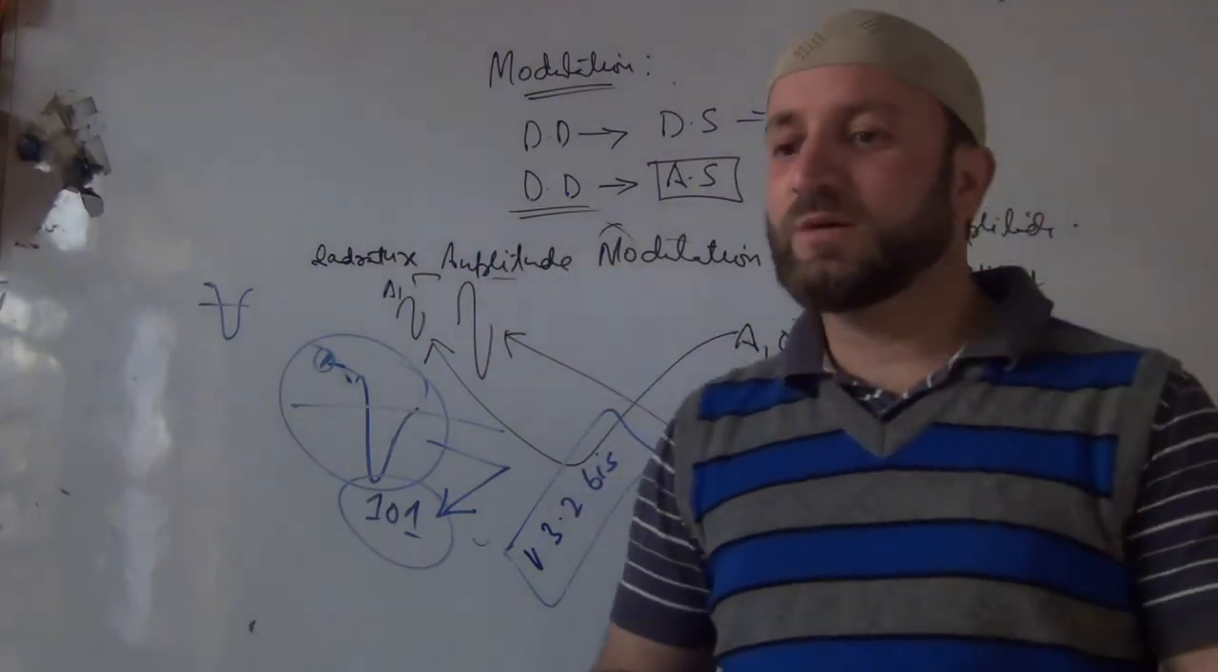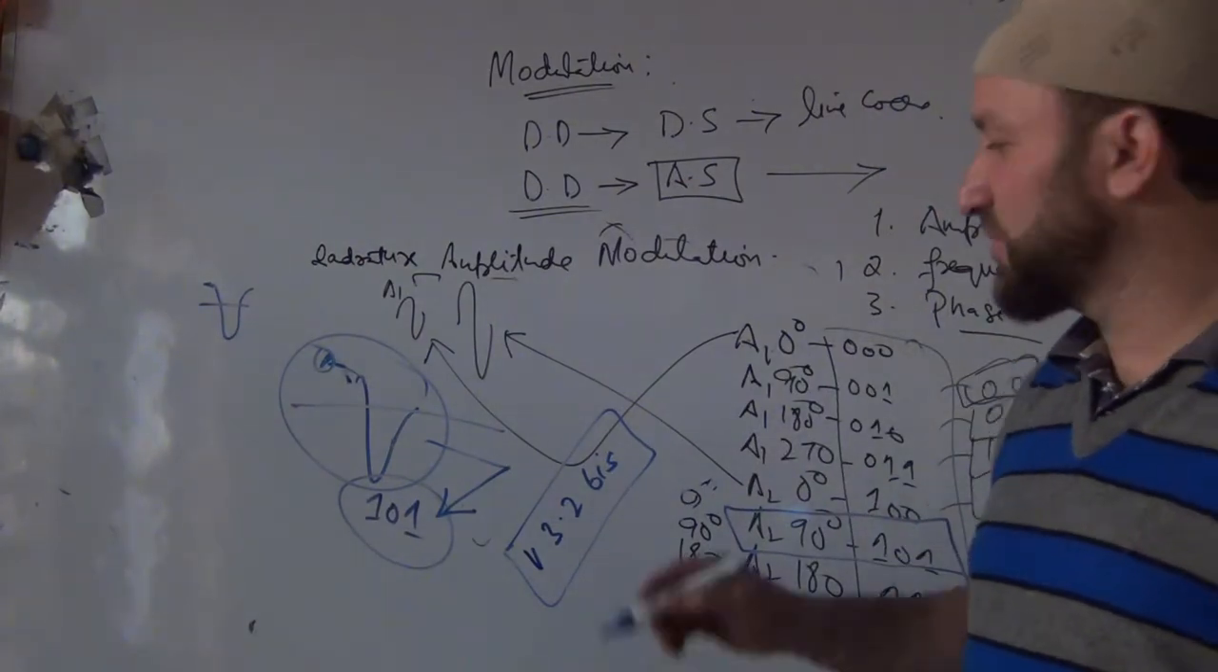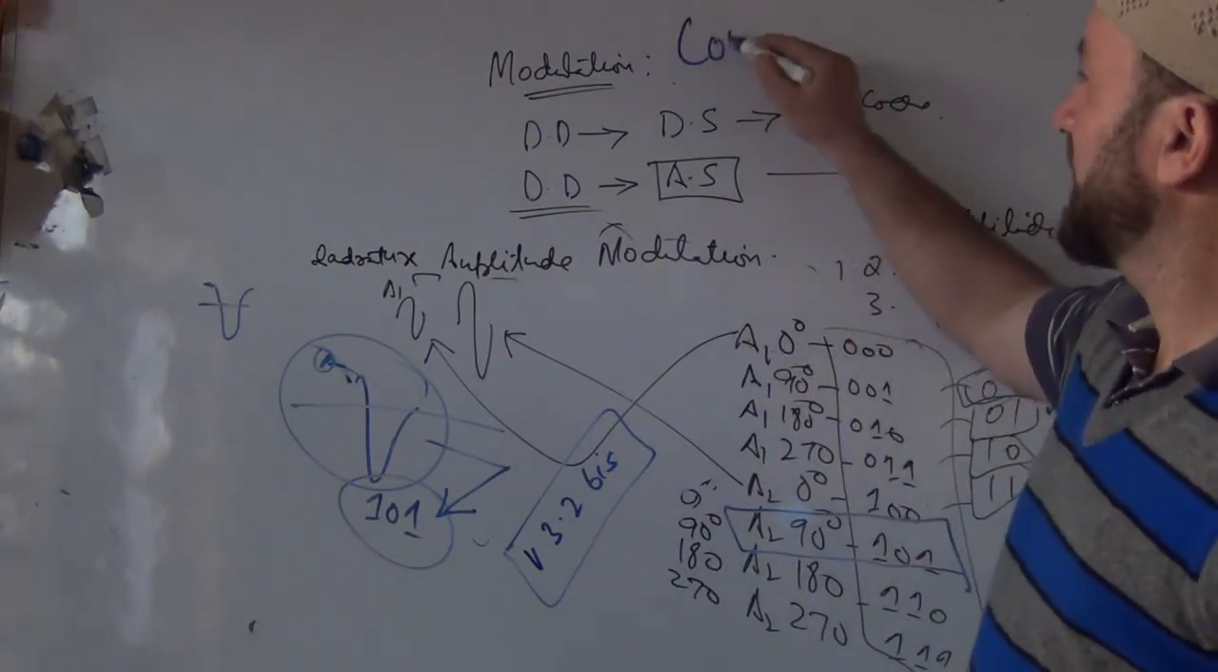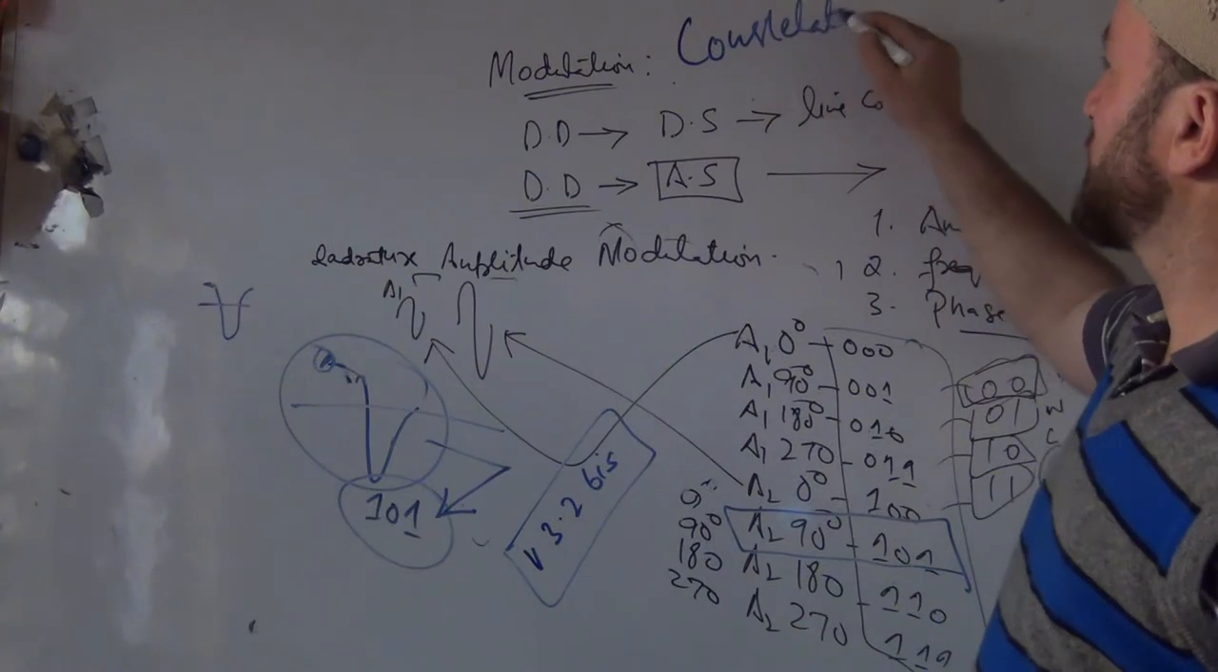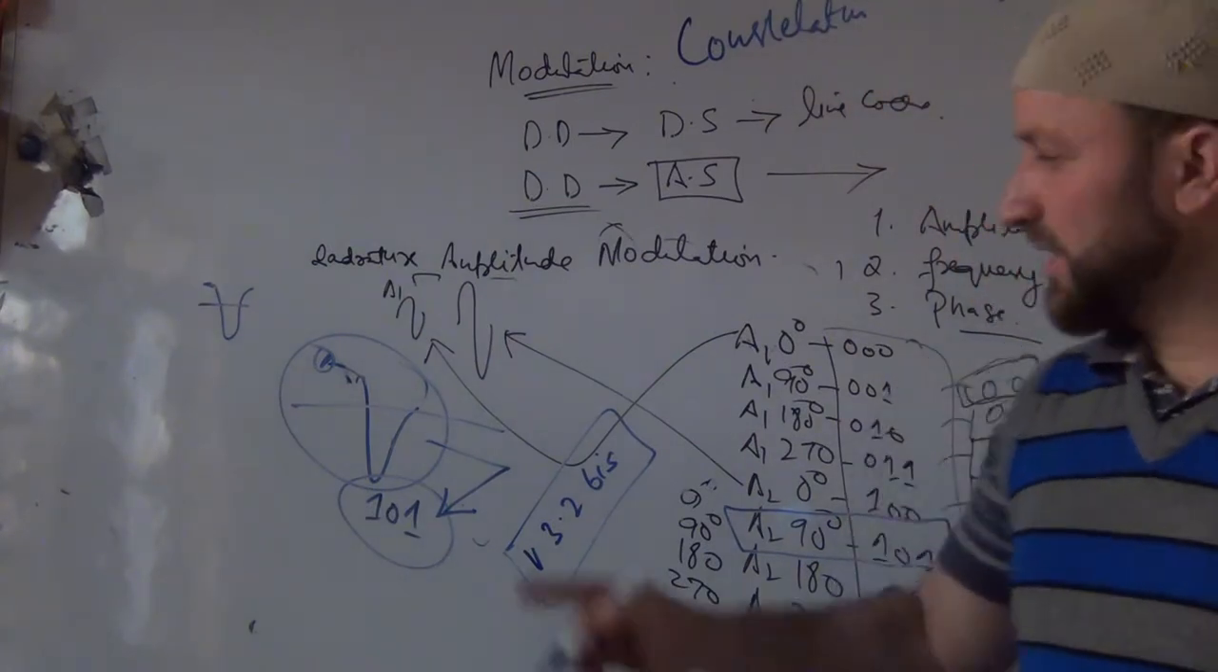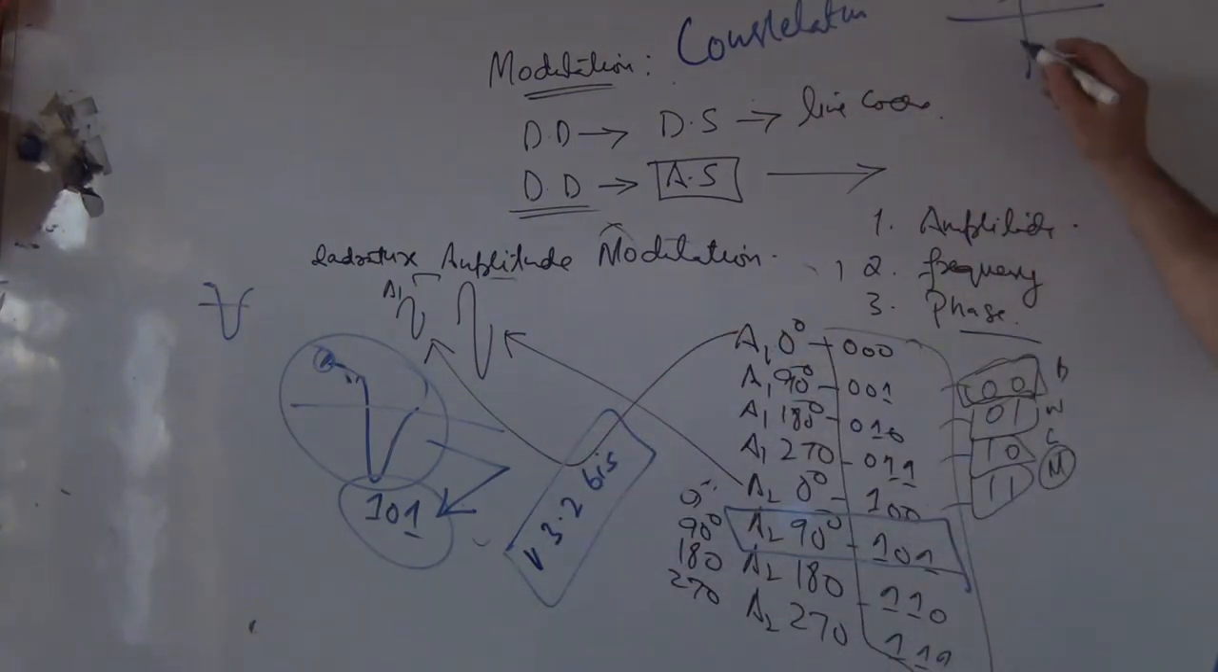And one more term is called constellation pattern. We show it using some pattern. Like this one, I show it like this. I got 4 phases, 1, 2, 3, and 4, and 2 amplitudes. This is my 1st amplitude, this is my 2nd amplitude. With every phase, I'm using 2 amplitudes.